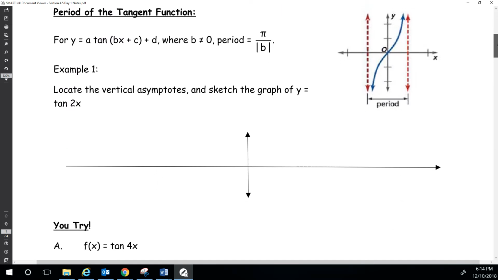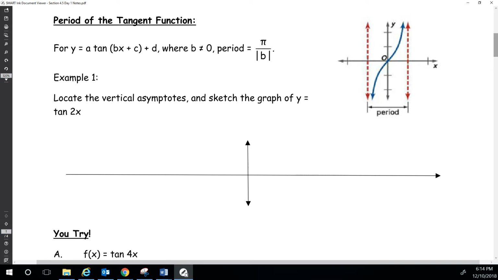So for example, number 1, it wants us to graph tangent 2x. So our normal period for tangent is pi. This is saying take the period and not multiply by 2, we're going to divide by 2. So the period for our new graph is going to be pi divided by 2. Remember, I just said half of that is going to end up on this side of 0, the other half is going to end up on this side.